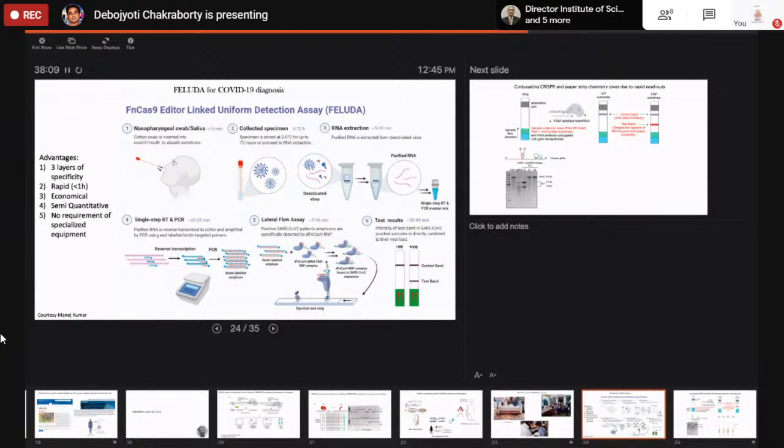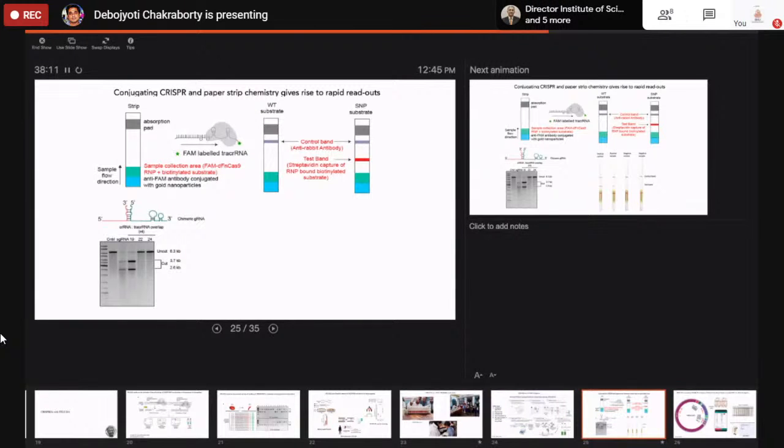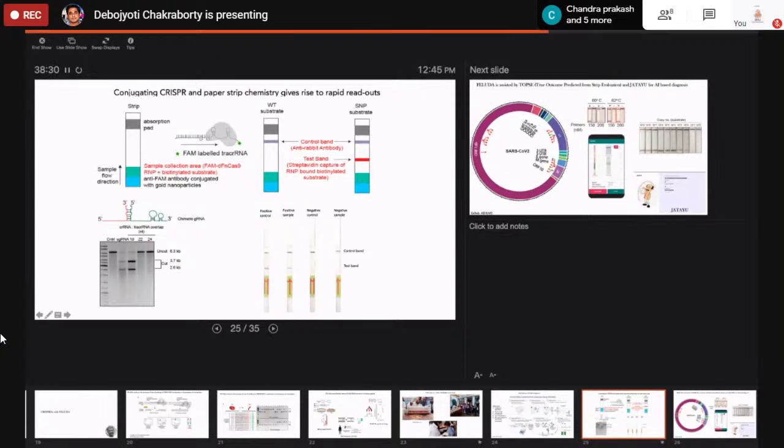We do not even need this PCR machine. And I won't go into details of the chemistry, but suffice to say that we are using biotin streptavidin chemistry here, and marrying the CRISPR biology with it to come up with this whole idea, which when you put it on a strip, this is how it looks like. So this is a positive control, a positive sample.